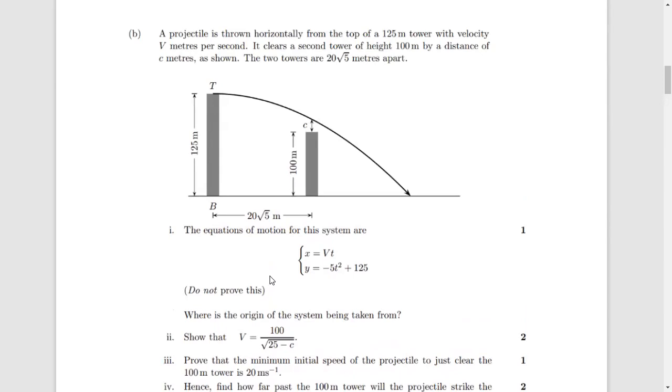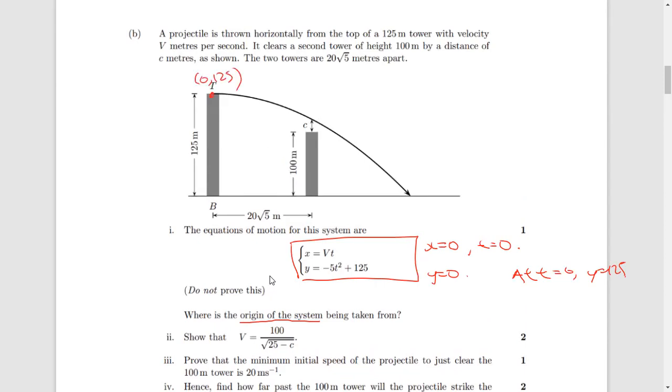You want to find the origin of the system, which remember is always up to you where you want to set it, if the question hasn't already decided your equations for you. So basically you just need to think about where x equals 0 and where y equals 0 is. So when x equals 0, well, that basically means t equals 0. And at t equals 0, y equals 125. So we know that this is the point 0, 125.